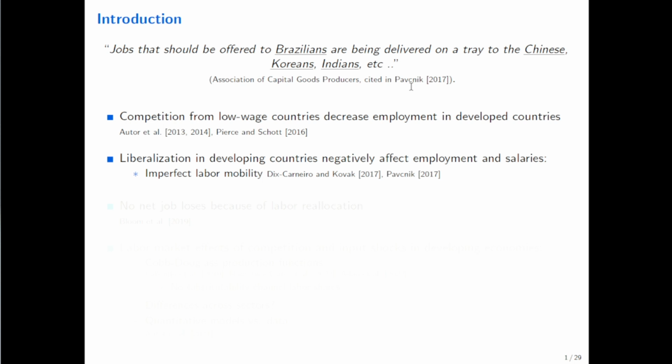So the literature has shown that trade can have a profound impact on local labor markets. For example, all the papers from the China shock have shown that competition from low-wage countries decreases employment in developed ones. And we can find similar studies in developing countries. In particular, input liberalization can affect employment and salaries negatively, for example this paper by Dix-Carneiro and Kovak in Brazil. However, there cannot be net job losses because of labor relocation.